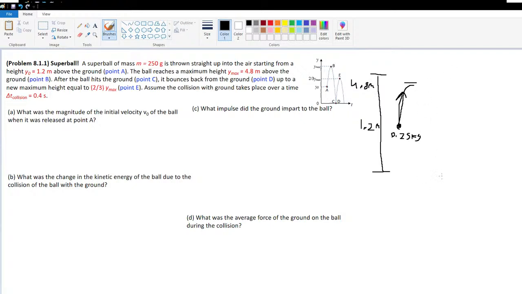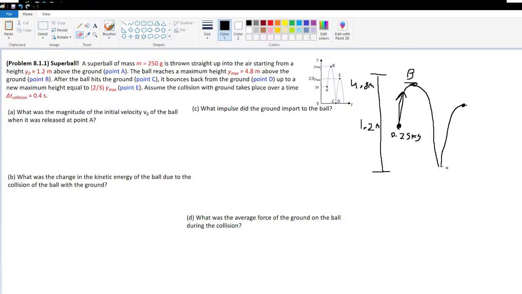It then falls back down to the ground. Down here, this is point B up here. It falls back down to the ground at point C, and then it bounces back up to point C. Okay, sorry. C is the point just before it hits the ground, so I'm going to erase that.